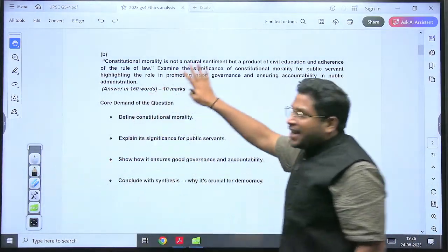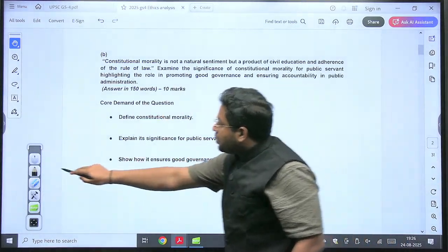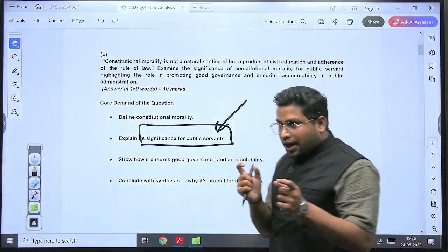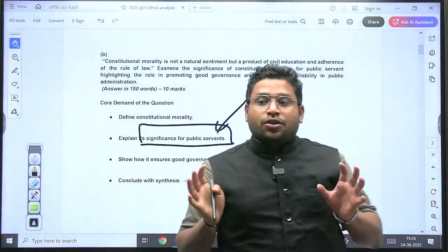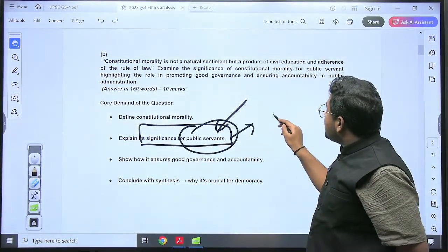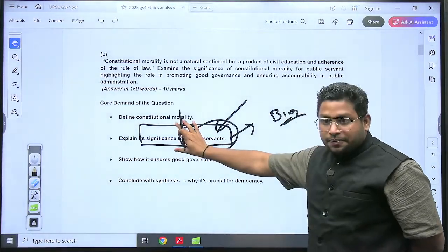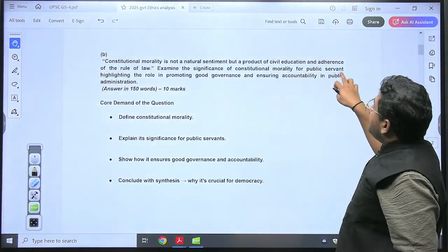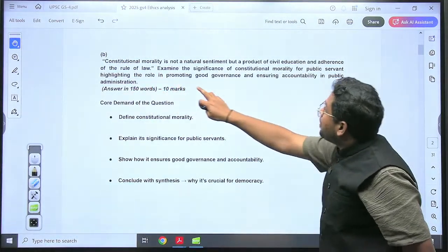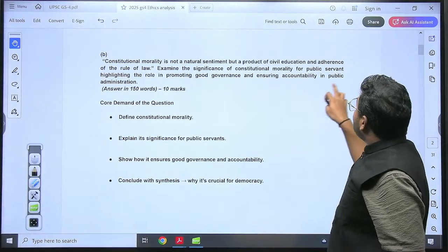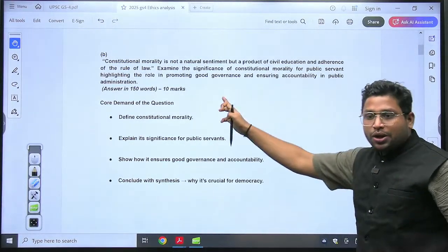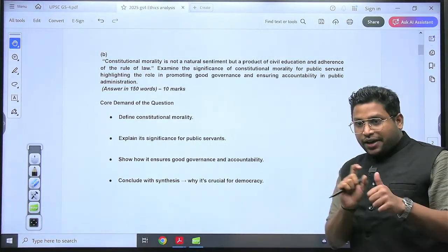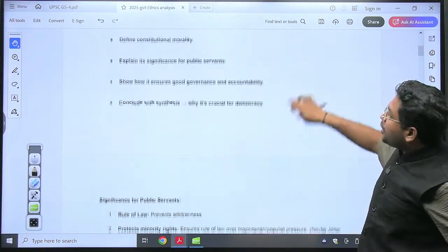So this question specifically expects you to first talk about this constitutional morality and tell us why it is so much important for public servants. So please ensure that while writing the answer, include everyone. Don't just look at public servants as just your bureaucrats. Bring everyone over here, right? Now, what did they say? Significance of constitutional morality for public servant, highlighting the role in promoting good governance and ensuring accountability in public administration. So focus should be on this aspect. So you will talk about significance, but specifically you will give importance to good governance. Why? For good governance it is needed, and specifically to ensure accountability.